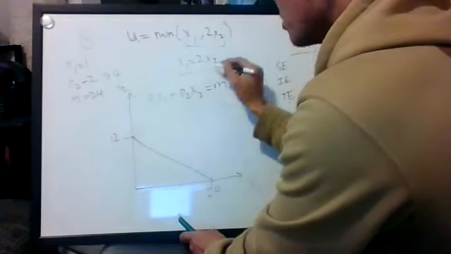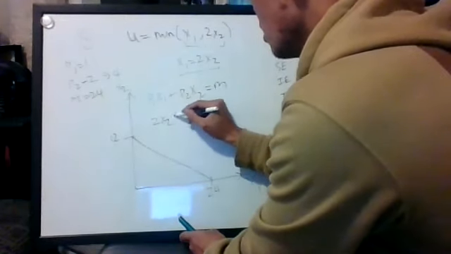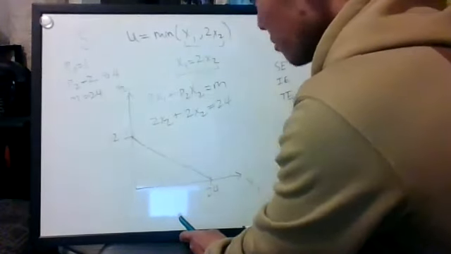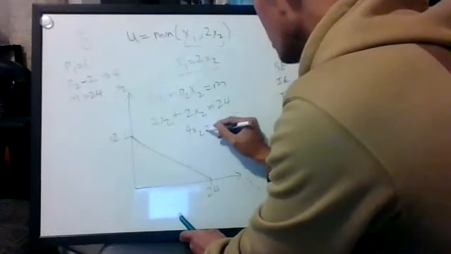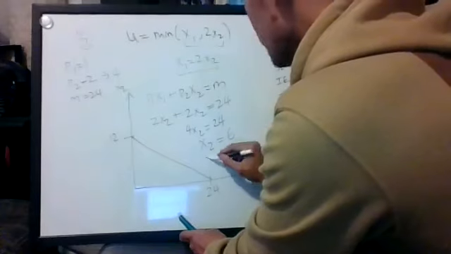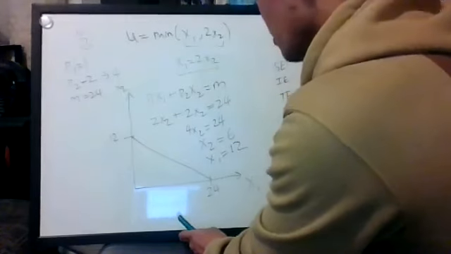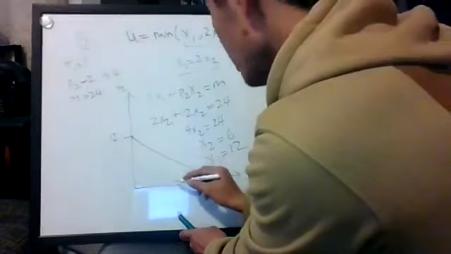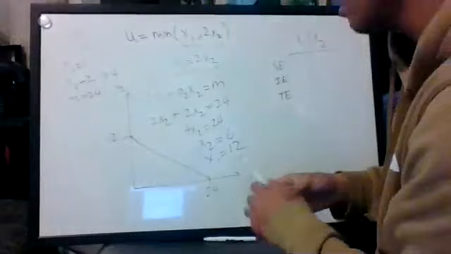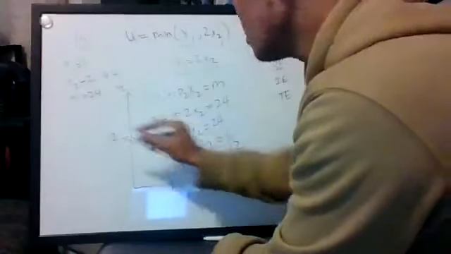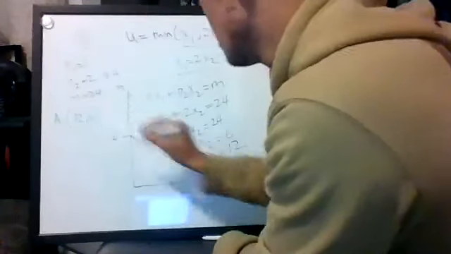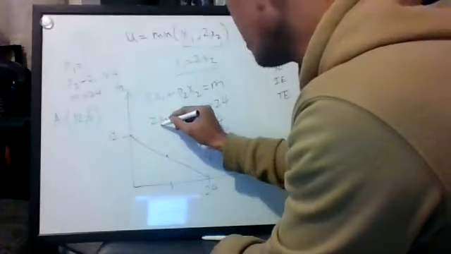P1 is 1 and x1 is 2x2. So we'll get 2x2 plus 2x2 is equal to 24, right? So 4x2 equals 24, which means that x2 is equal to 6, which means that x1 is equal to 12. And so our original point, let's just do this in the green, our original point A is going to be 12, 6, right? So that we have something that looks like this.